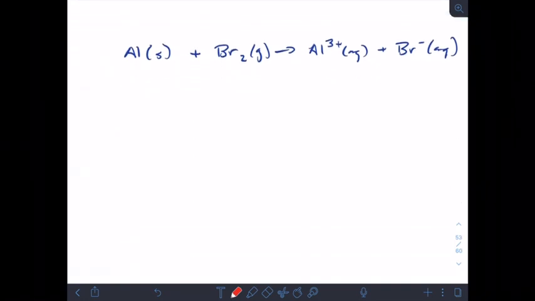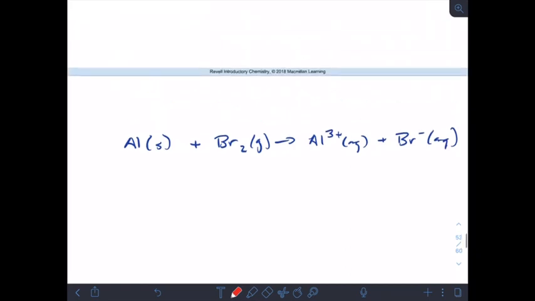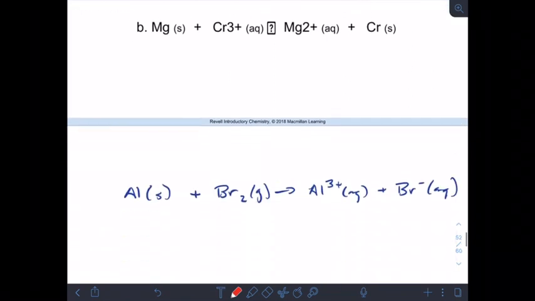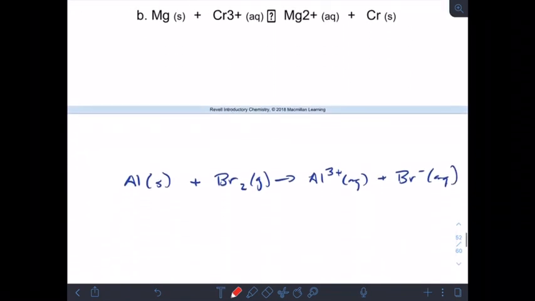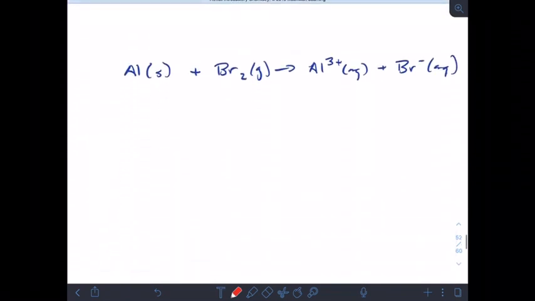So, the first step in dealing with redox equations, wait, let me make sure I copied that correctly. I did. Yes, I did. Okay, sorry, don't get seasick. The first step is to assign oxidation states.